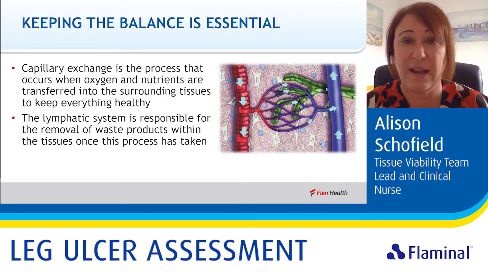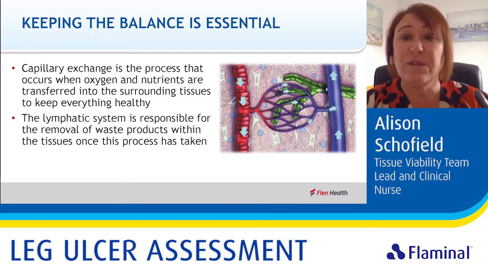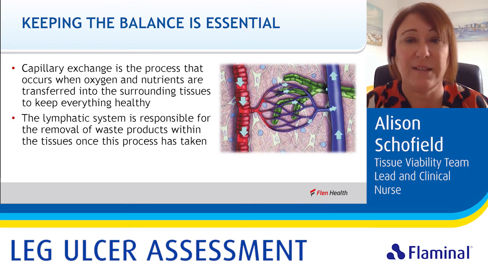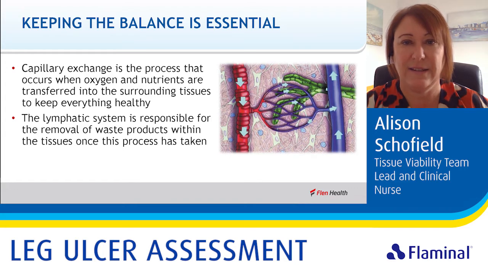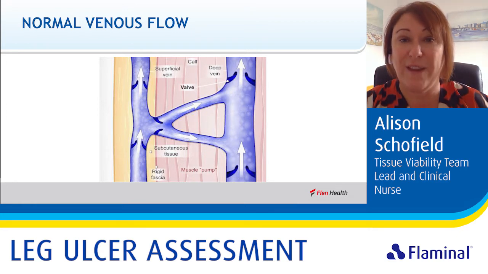So we have capillary exchange, and that's the process that occurs when the oxygen and nutrients are transferred into our surrounding tissues, and then this keeps everything healthy. We also have the lymphatic system that is responsible for removing all those waste products within the tissues once we have this process underway with the arterial and the venous system. So everything's interlinked. So this diagram that you can see is showing us how normal venous flow works.